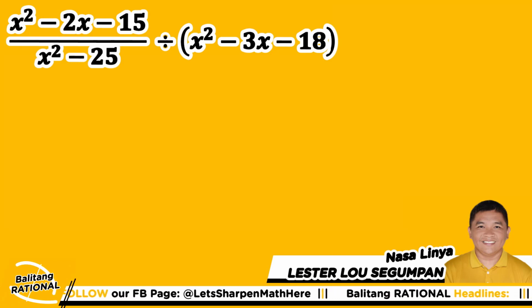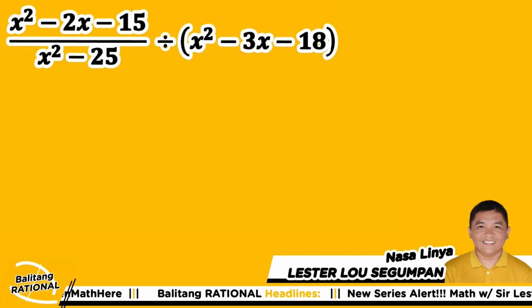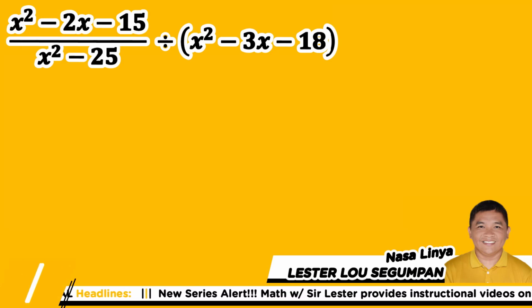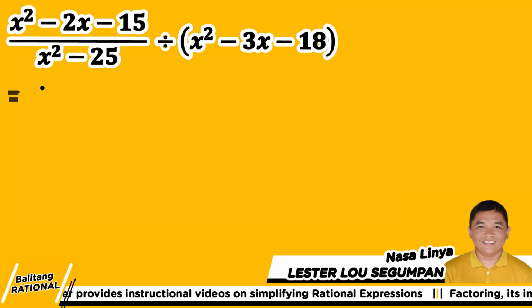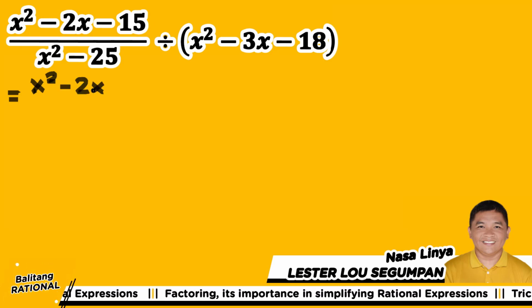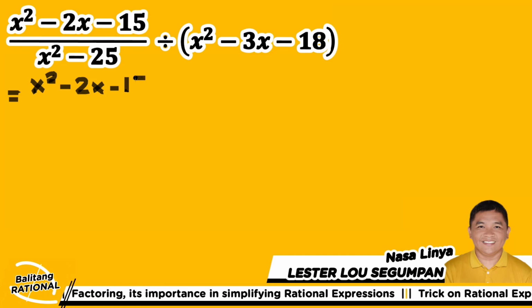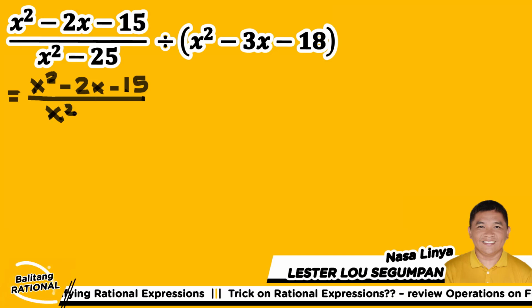This method is the same method we applied in dividing fractions, which also includes dividing a fraction by a rational or an integer. We are going to show here the keep, change, flip method. It follows like this. Keep means we are going to retain or isusulat pa rin natin po yung ating first given rational expression. In the process of division, we call this as our dividend. So this is as it is. You have x squared minus 25.